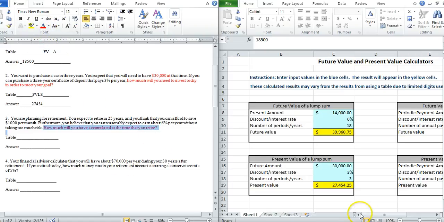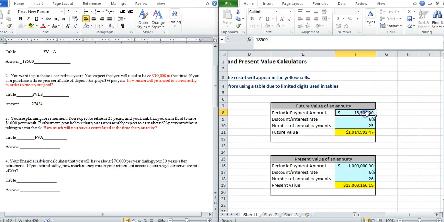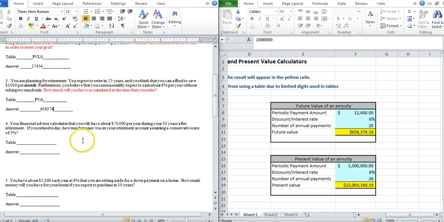I'm not retired yet, so that's going to be future value. And I know since it's per month, this is a recurring payment, so it's going to be an annuity. So I know my table is going to be future value of an annuity. So I'm going to go to that table over here, and I'm going to key in 1,000 times 12, 12,000, at 6% for 25 years, and there's my answer right there. It's going to be $658,374.